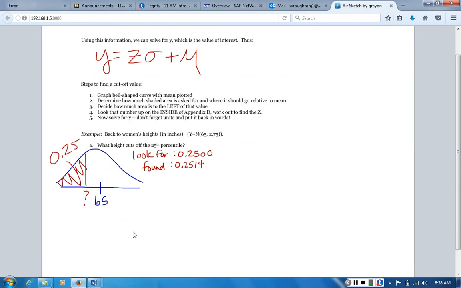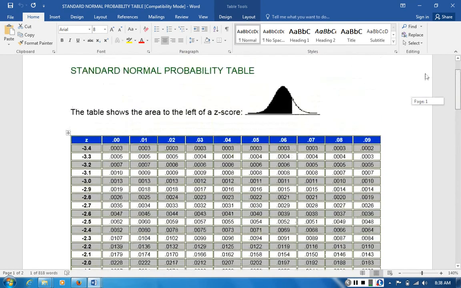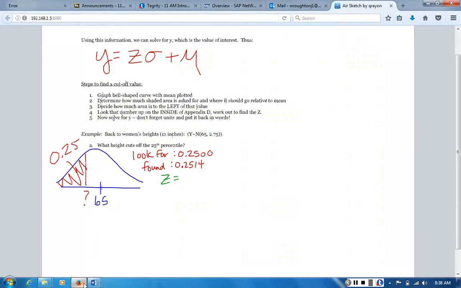And again, that's not what I actually need yet. That's going to help me tell me what my z actually is. So now I figure out what row I'm in, which is negative 0.6, which column I'm in. So I have to scroll up here. I'm in the 7 column. So my z then is going to be negative 0.67. Once I have that, I'm just plugging that into my formula here. So my z is negative 0.67.